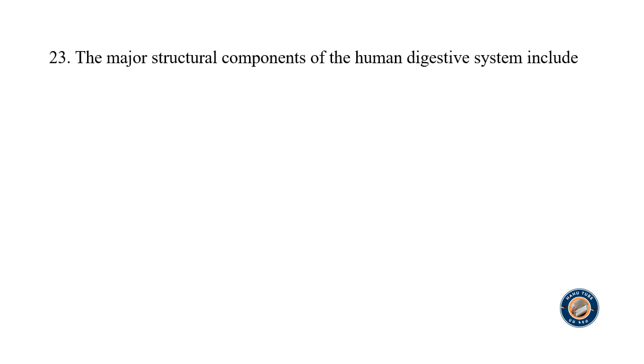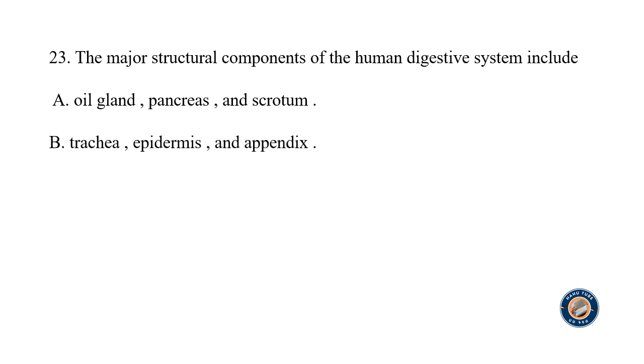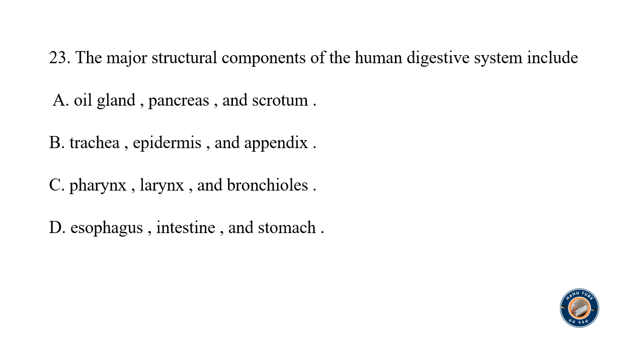Question number 23. The major structural components of the human digestive system include A. Oil gland, pancreas and scrotum. B. Trachea, epidermis and appendix. C. Pharynx, larynx and bronchioles. D. Esophagus, intestine and stomach.